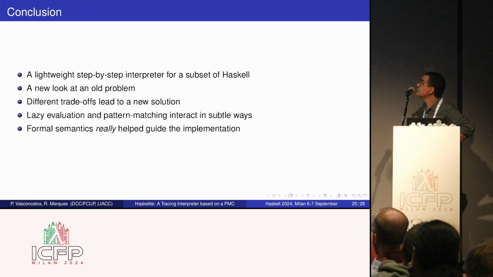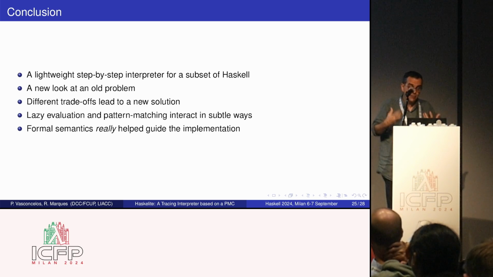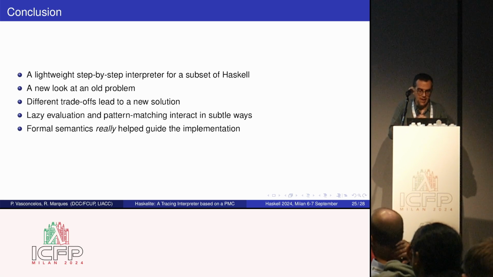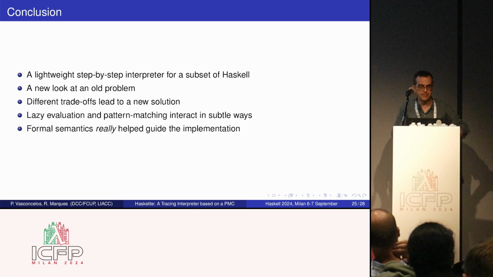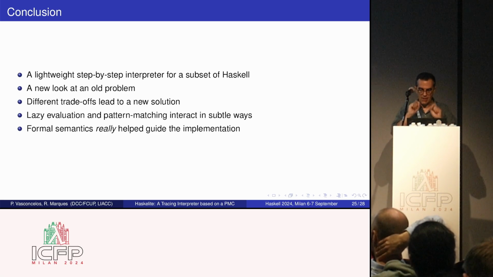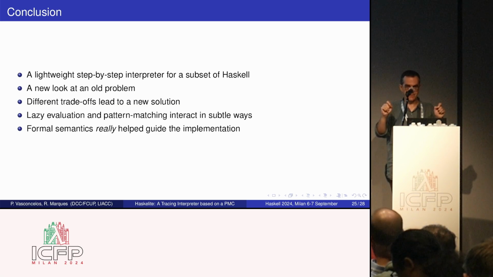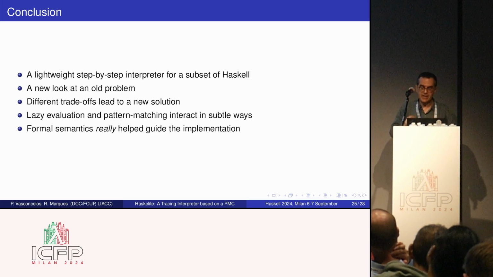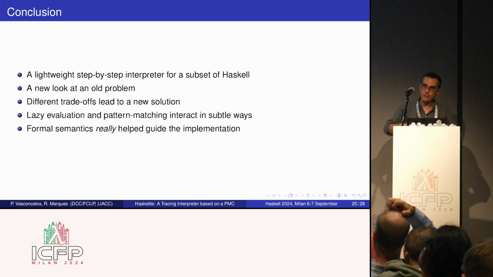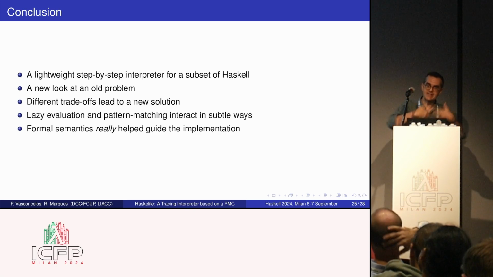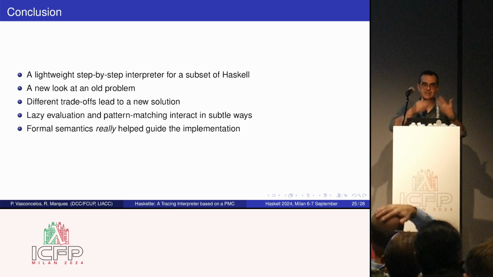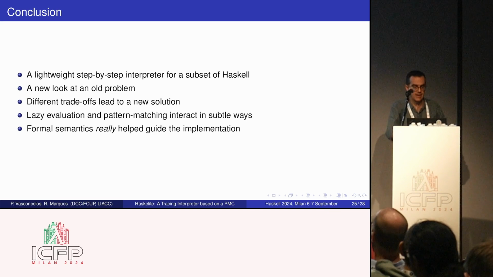So, conclusion. We have a lightweight step-by-step interpreter for a small subset of Haskell. It's not a new problem. I mean, most of the citations in this paper are quite old because of that. But what I want to point out is that there are different trade-offs that led to a different decision. In particular, I care more about how I present the results to my students, and how I lower the barrier for experimenting with this evaluator.